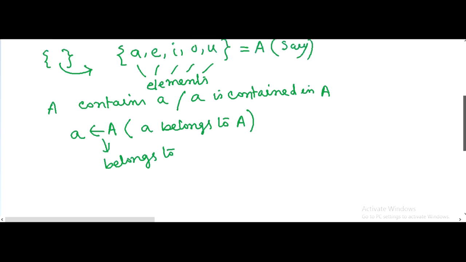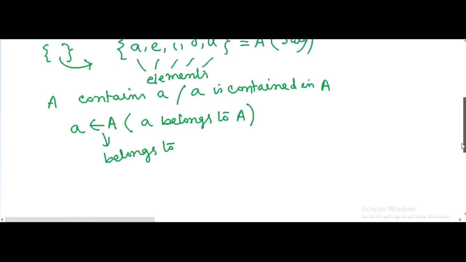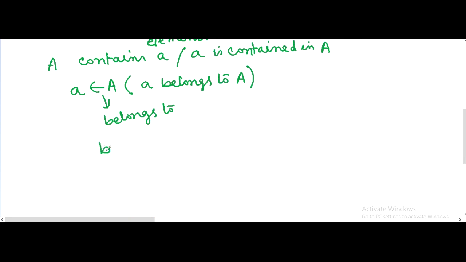Again, this set A does not contain the element b. So we can write small b does not belong to capital A, and read it as small b does not belong to capital A. This is the symbol of doesn't belong to. Okay.